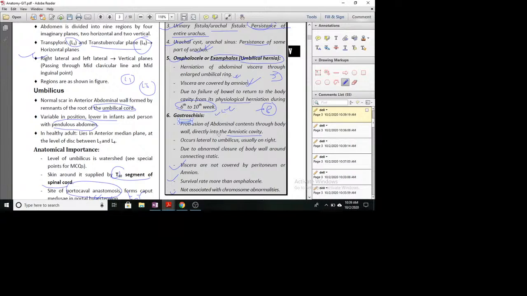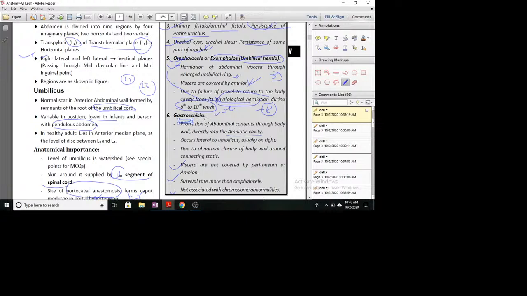Omphalocele occurs due to the physiological herniation. At one point in time there is always a physiological herniation, so we need to know the physiological herniation in the case of omphalocele. There is a physiological herniation in the 6th to 10th week of embryological development, but if it fails to return back to the body of the embryo, then there is a condition called omphalocele.